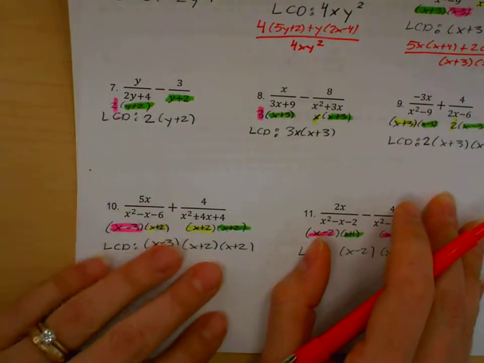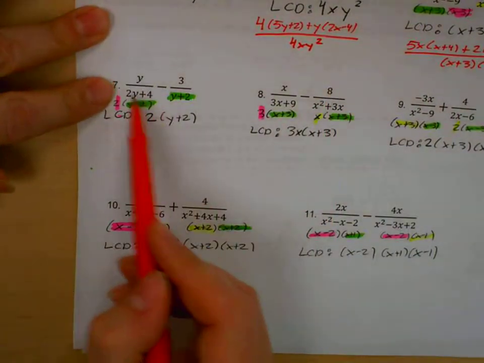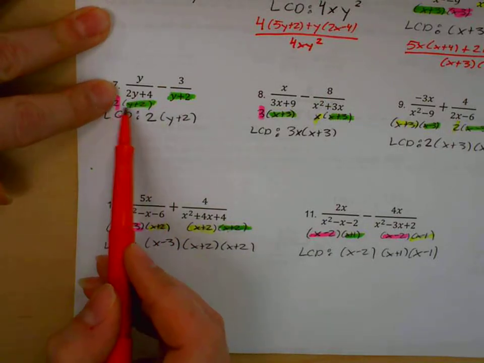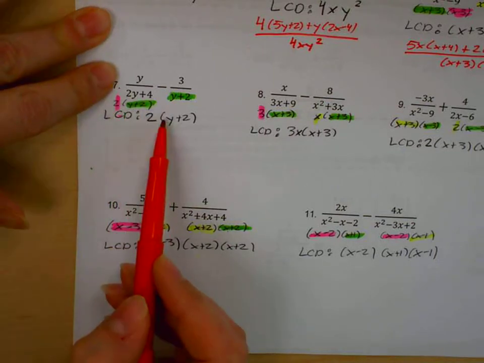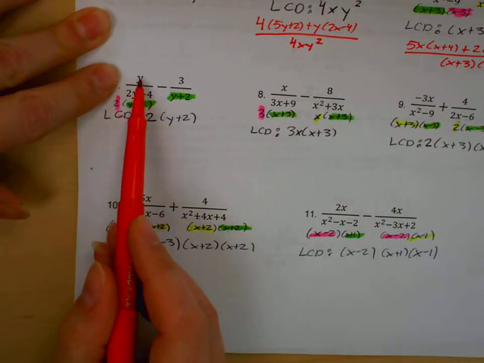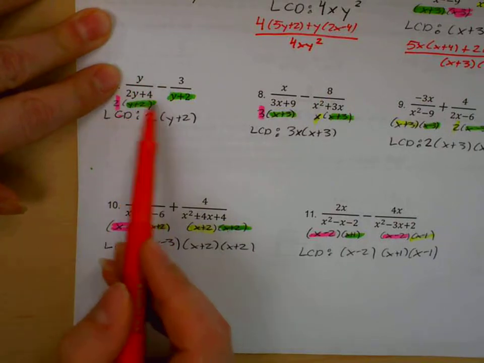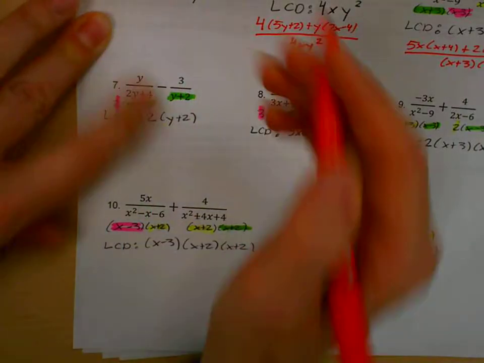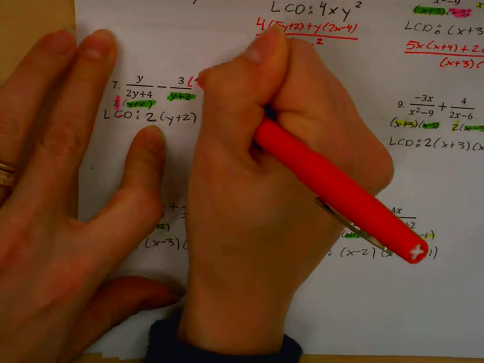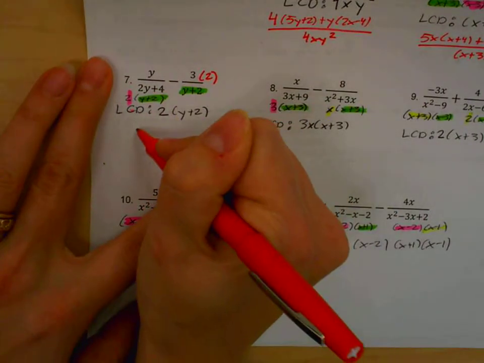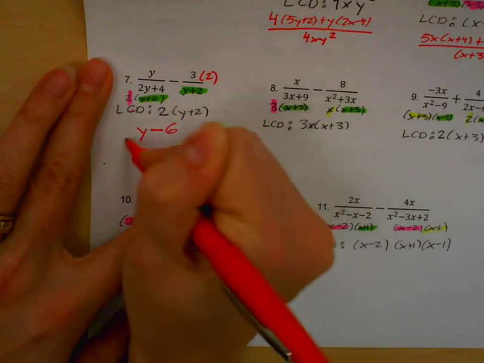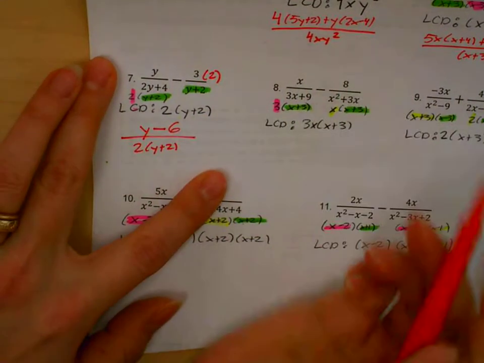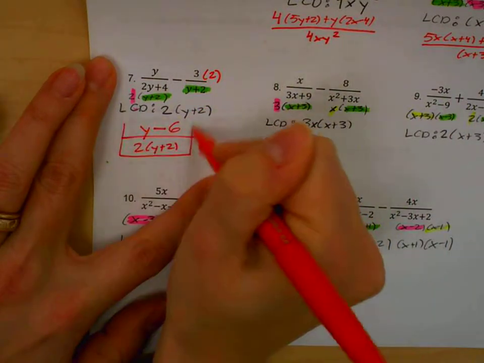Number 7, take a look at what you're missing from this first fraction, 2y plus 4, well, or 2 times (y plus 2). Guess what? That's my common denominator. I'm not missing anything here. I don't need to multiply the top by anything because this is my least common denominator. The second one, though, I have a y plus 2. I'm missing the 2. So I need to multiply by 2. So this one is y minus 6 over 2y plus 2. And in this case, guess what? That is the final answer. So I'm going to box it.